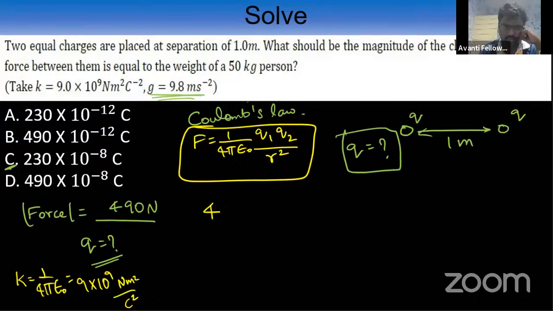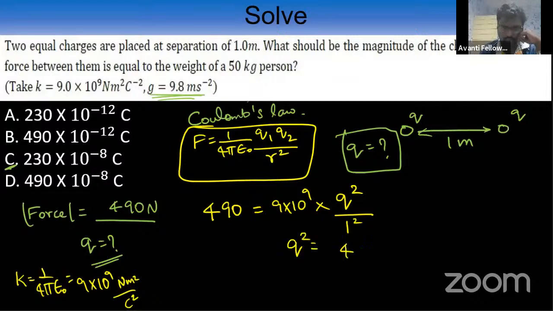Force is 490, equal to 9 into 10 power 9 into, since my charges Q1 and Q2 are of same magnitude, I'll take it as Q square, by R square, where R is 1 meter, so 1 square is 1. So Q square is equal to 490 by 9 into 10 power 9. What would I get if I try to simplify this?